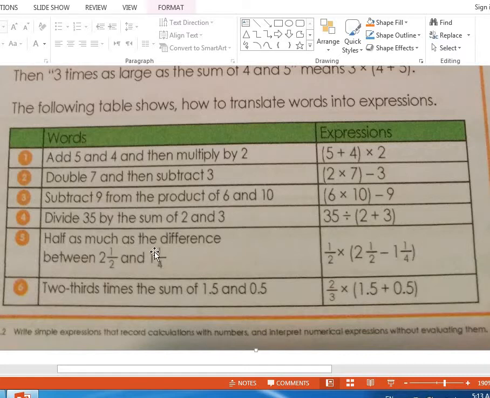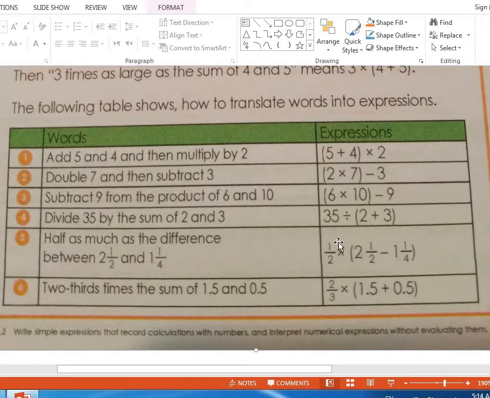Half as much as the difference between 2 and a half and 1 quarter. Half as much as means half times. For example, I eat half of my brother's pizza, so I will multiply half times the whole pizza. I have here half as much as the difference. Okay, it's okay, don't panic.